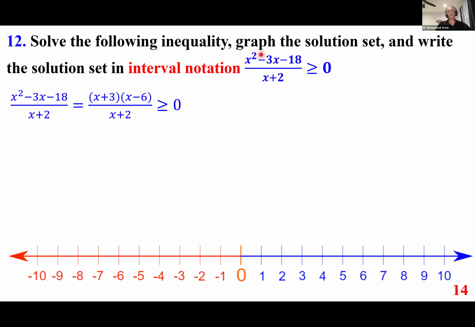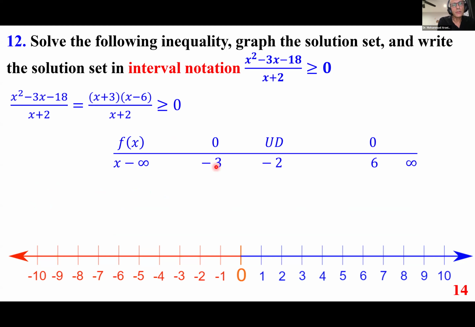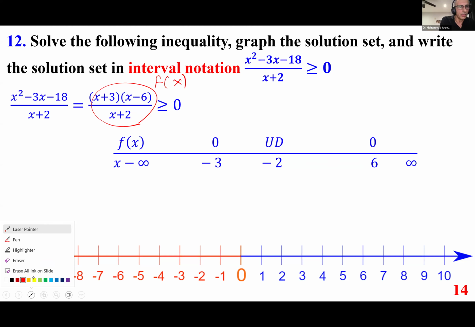We can't. So basically, we draw a number line from negative to positive infinity, and we put everything that makes the top 0, everything that makes the bottom 0. So you have a number line, okay? Let's call this f of x. For short, we call it f of x. So the function, this rational function, is 0 when x is minus 3. It's 0 when x is 6. And at x equals minus 2 is undefined. Let me just write it out.